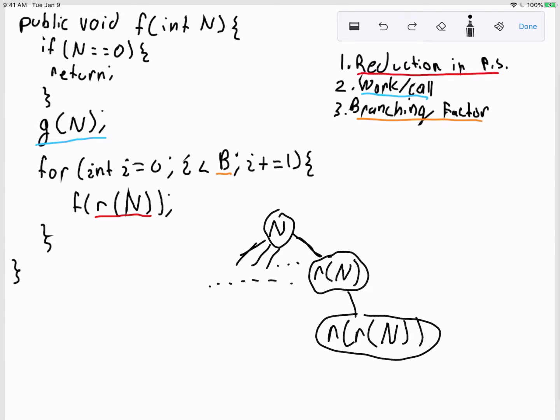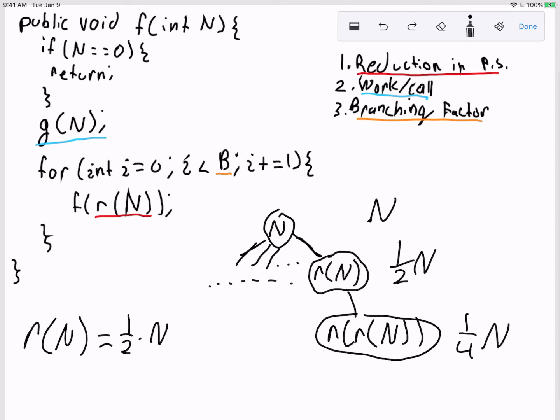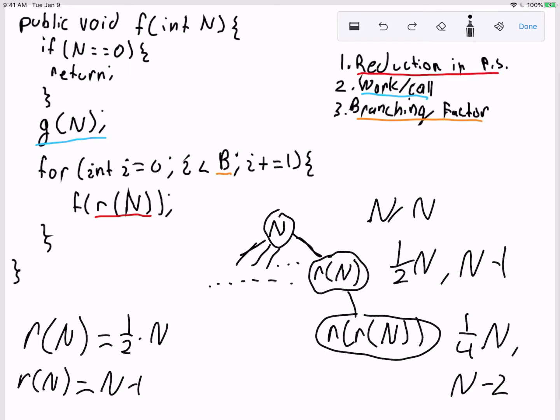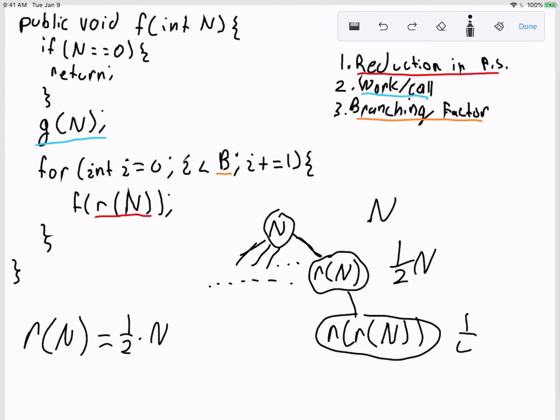So, for example, let's say r of n equals 1/2 times n. Then what you might have seen before, this would be n, this would be a half n, and this would be a fourth n, right? Or maybe r of n equals n minus 1. Then that would still be n, this would be n minus 1, and this would be n minus 2. So those are just two examples of r of n. Note that they're both decreasing in the input, right?